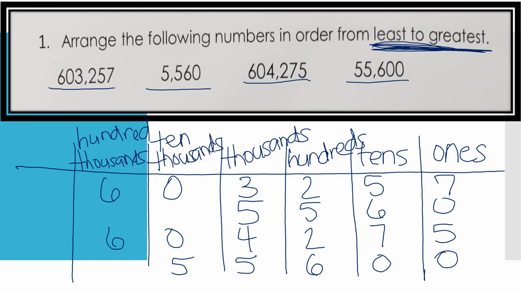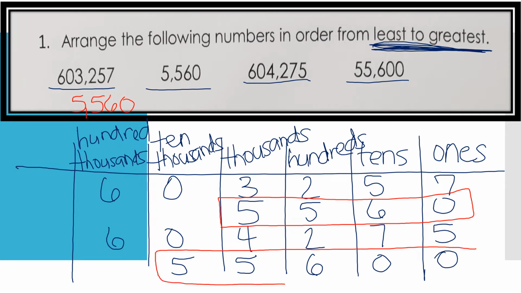All right, now remember, if we're looking for least to greatest, we're going to go with the least amount of digits first. So if you look at this number right here, it only goes to the thousands. So that's going to be our least number. So I'm going to come up here and write 5,560. And then if we look in our chart, we see that this number only goes to the 10,000s. So that would be our next number, 55,600.